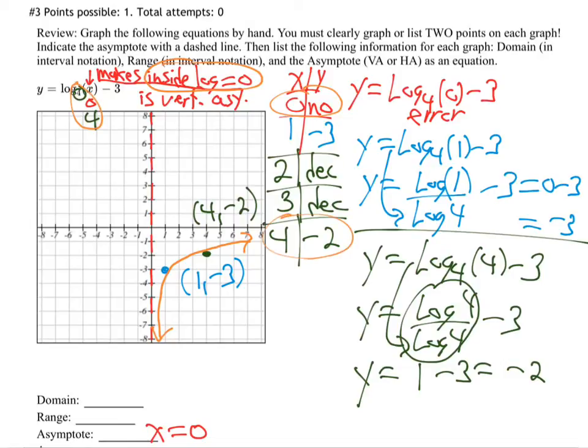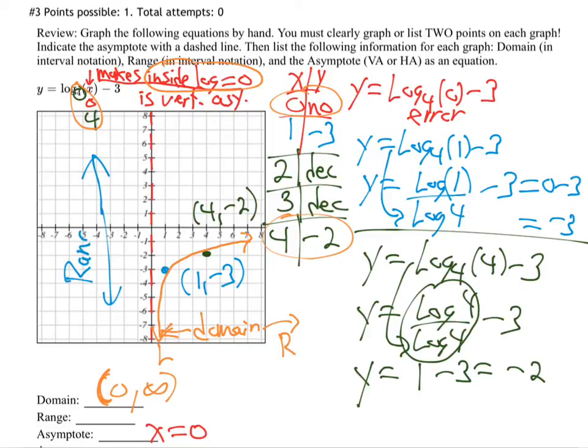The domain is left edge, left, right. The left is 0 to infinity, right? Parenthesis on that 0. It doesn't quite touch that 0. And the range is the up and the down. That's my range. And that goes from negative infinity to regular infinity is our range.